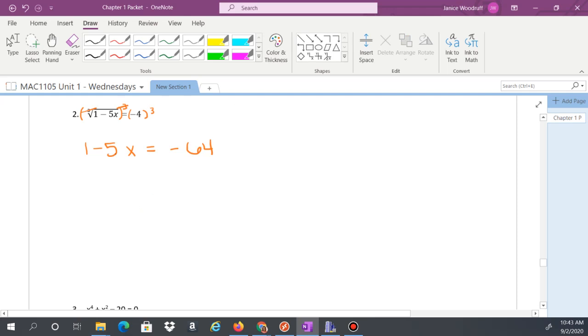And then x needs to be solved for or isolated now. So I'm going to take the 1 and subtract it from both sides. That's going to bring me negative 5x equals negative 65. And then I will divide both sides by negative 5. Negative 5s will cancel. I'm going to get x equals negative 65 divided by negative 5, which will give me a positive 13.